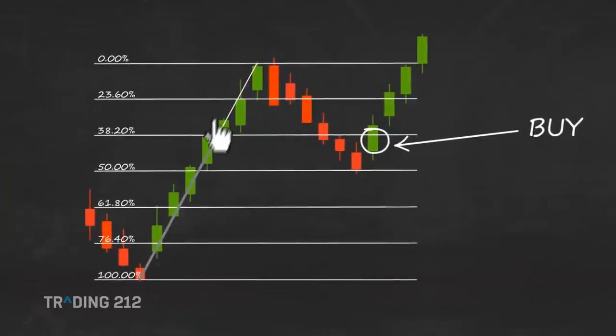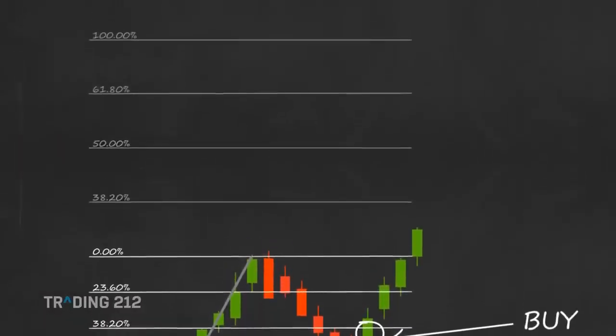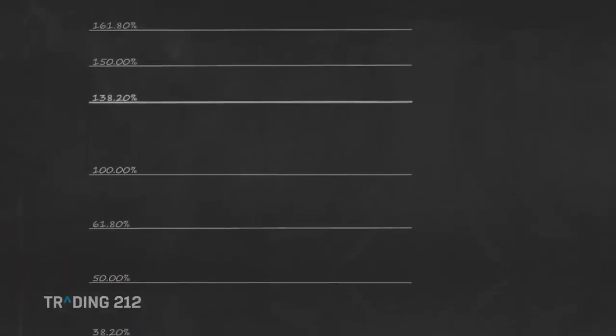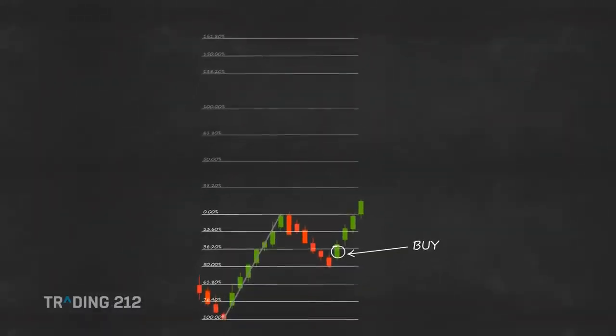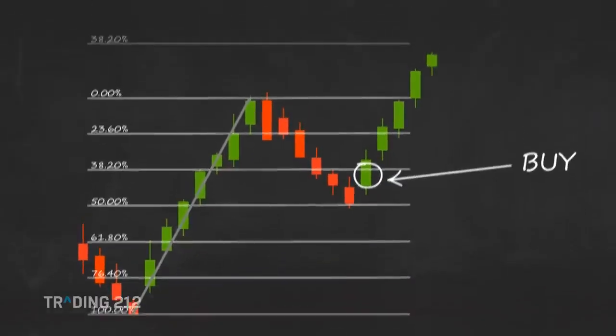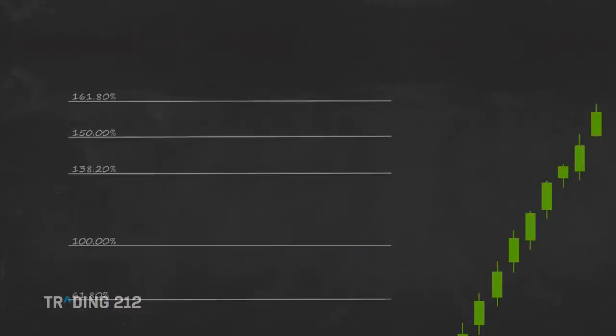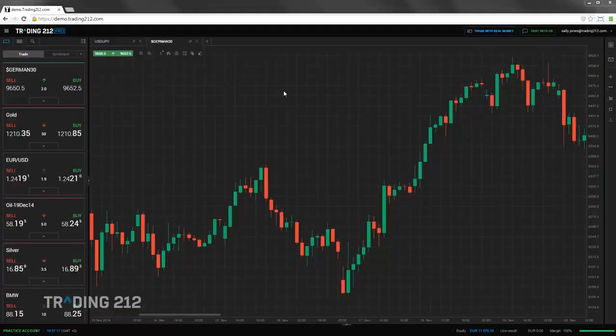Similar to the retracement levels, the key Fibonacci extension levels are 38.2%, 50%, 61.8%, as well as 100%, 138.2% and 161.8% extension levels. The Fibonacci extensions correspond to retracement levels, making it all very simple. If you enter at 50 or 61.8%, a good take profit is the corresponding extension level at 161.8%. Let's go to the Trading 212 Pro platform to demonstrate how to use the Fibonacci retracement tool.